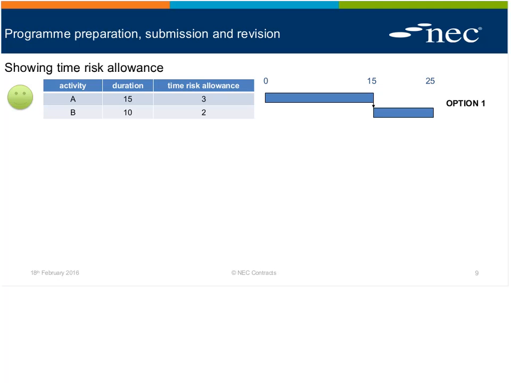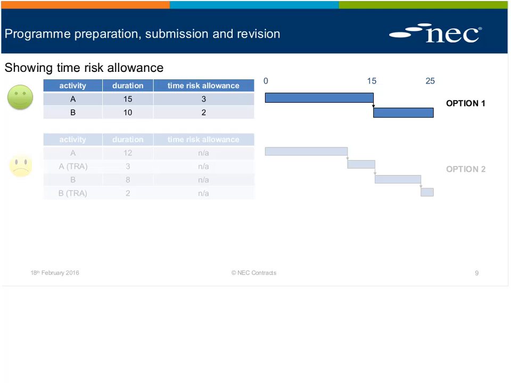And then we're showing the time risk allowance provision as an extra column. So the only way this is shown on a programming package is as a number in a column. So from this we can deduce that it's actually a 12-day activity with 3 days risk allowance, an 8-day activity with 2 days risk allowance. I think this is the best option.